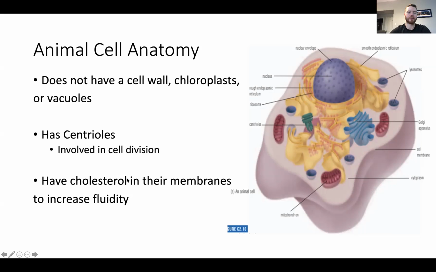If there was an animal that was living in the Arctic, a polar bear for example, it is going to have more cholesterol embedded in its cell membrane. So it is more fluid and it's not going to break at such low temperatures that are experienced by Arctic animals.